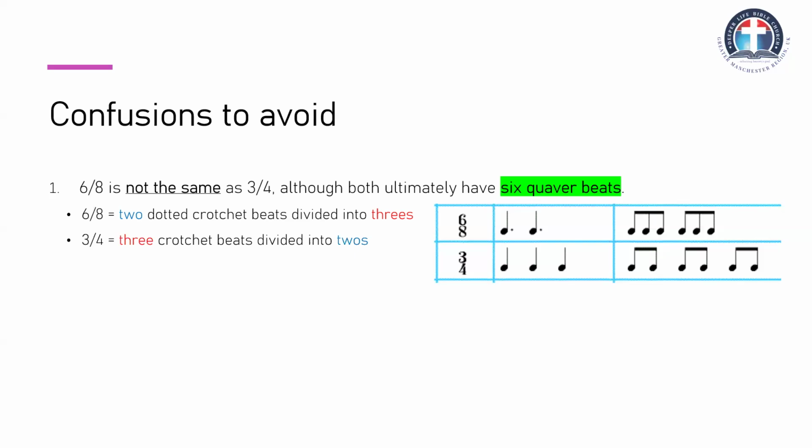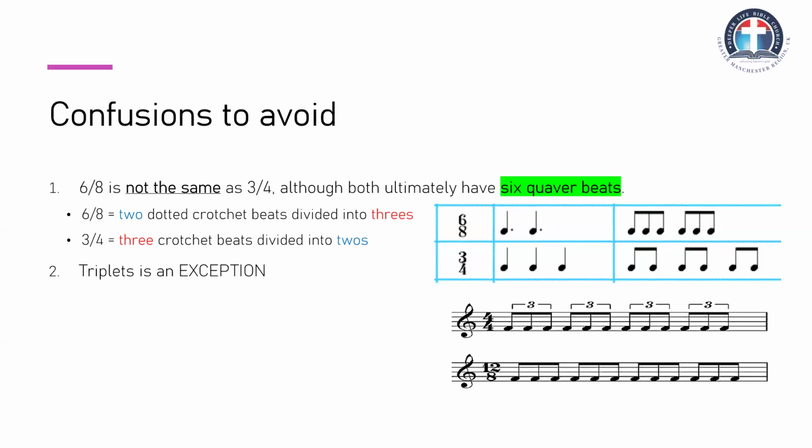Now, the next thing is, triplet is an exception. Triplet is an exception, and I want you to keep an eye on triplets, because in your exam they can bring in a triplet. Now, what do I mean? If you look at this, the time signature here is what? 4/4. Simple time. All right, so you see four crochet beats. So each crochet beat should divide itself naturally into 2 quaver beats to make it simple time 4/4.